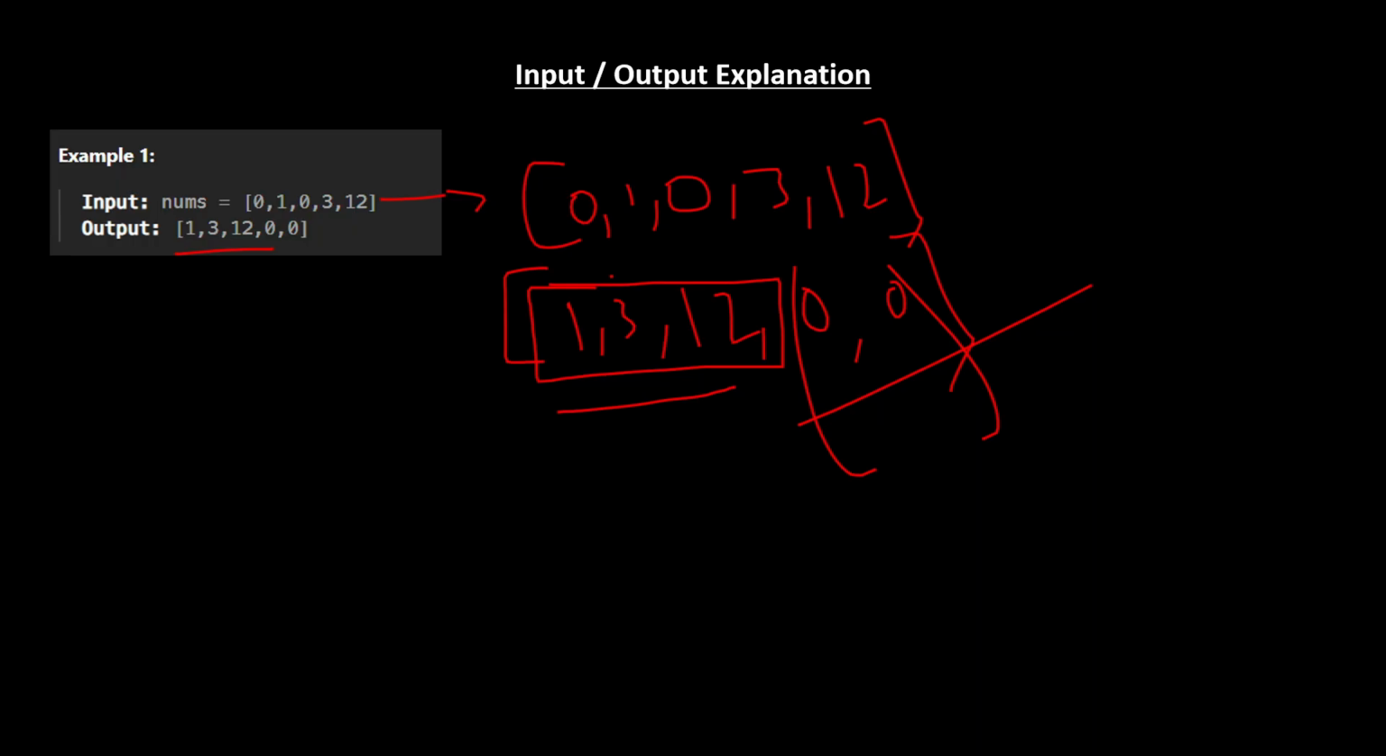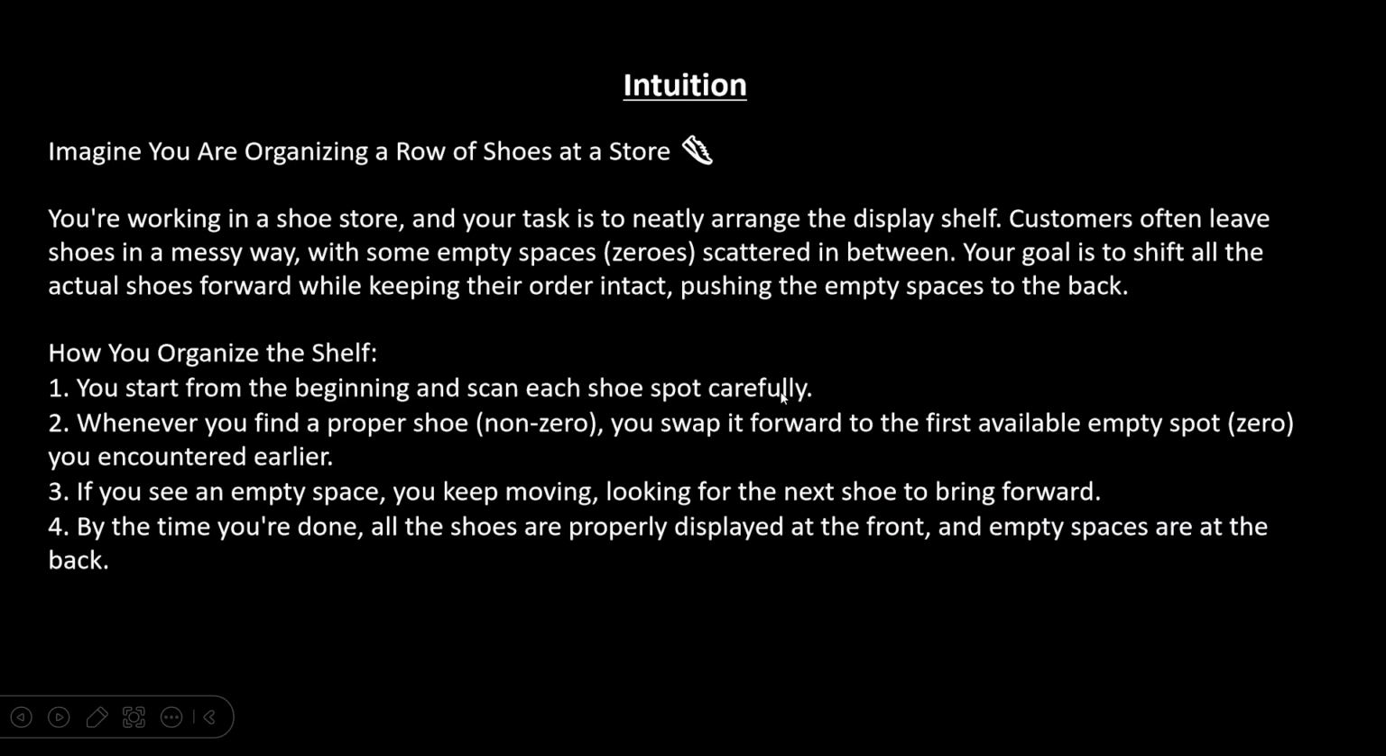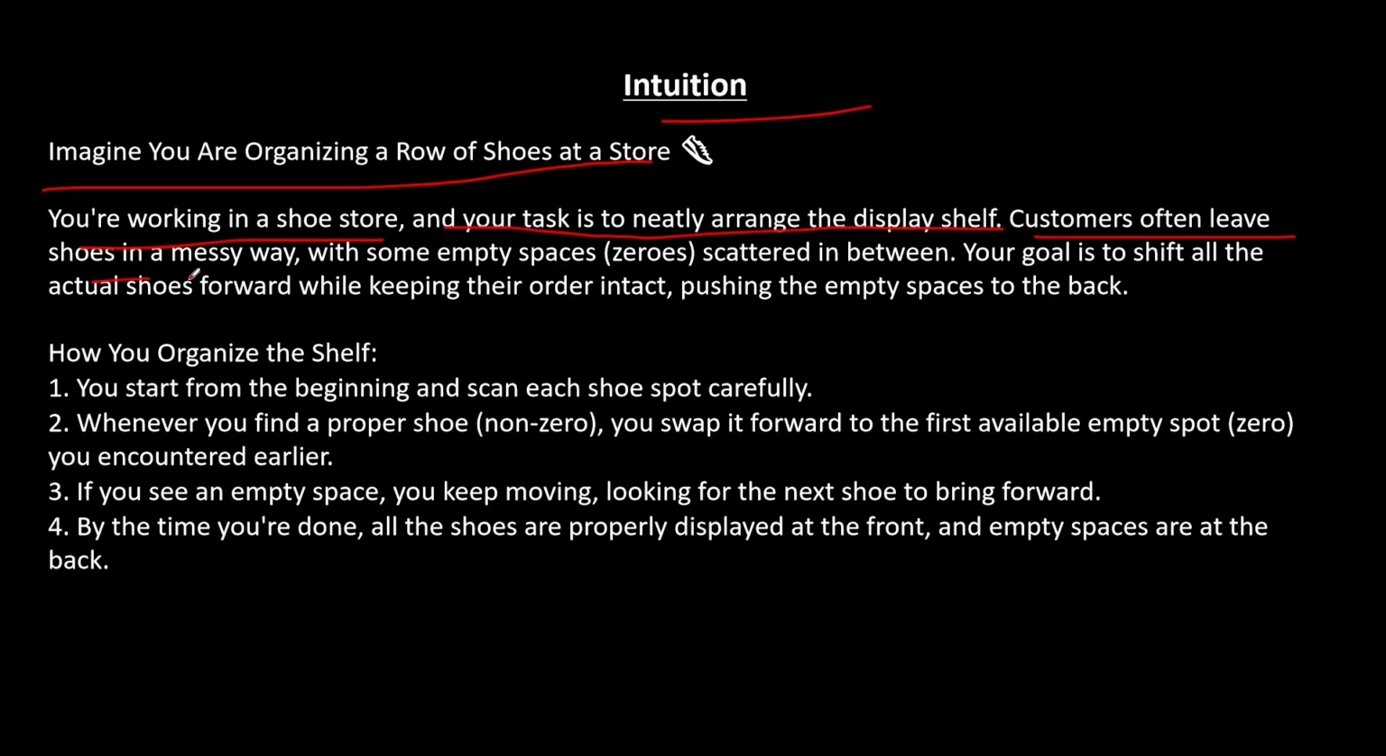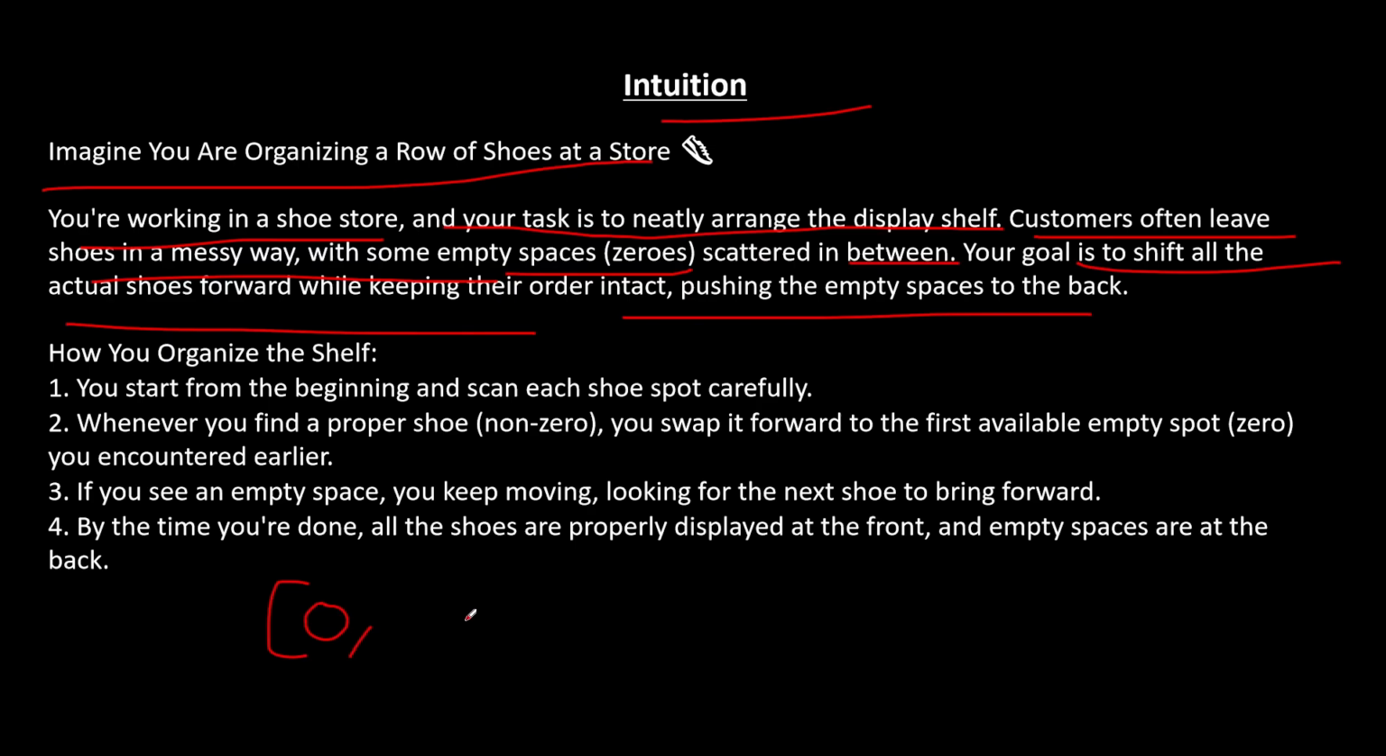Now let's move to the next slide. To understand what the problem is asking, we should build up an intuition. Okay. Imagine you are organizing a row of shoes at a shoe store, and you are asked to neatly arrange and display the shelf. And customers often leave shoes in a messy way, with some empty spaces scattered between. The goal is to shift all the actual shoes forward while keeping the order intact, pushing the empty spaces to the back. So you just have to order it as is, in a non-empty array.